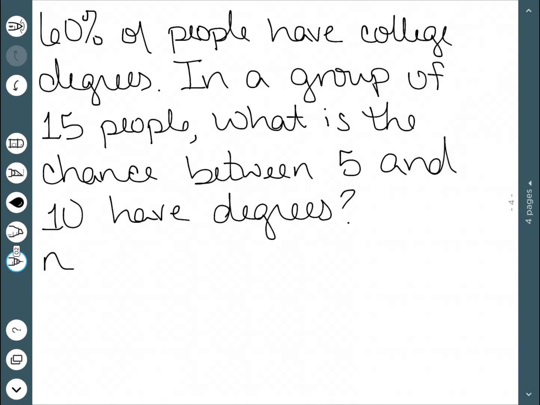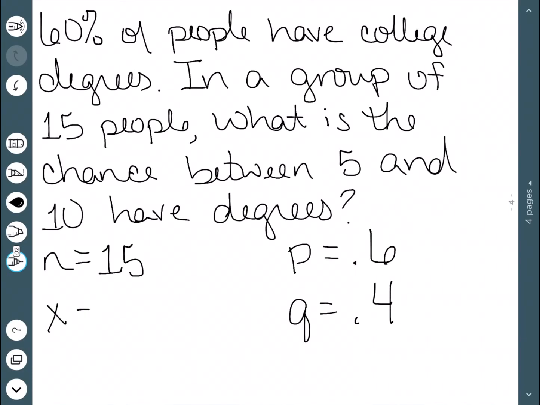So in this case, we have an N, an X, a P, and a Q. N is the total number of people we have, which is 15. P is the chance they have a degree, and then Q is the chance they don't. And then in this case, X would be 5, 6, 7, 8, 9, and 10. So we really don't want to use our formula here because we'd have to use the formula where X is 5, again for X equal to 6, again for X equal to 7, all the way up to 10, and then add up all of these numbers. And that's super complicated. But let's see if we can figure out how to use the table instead.